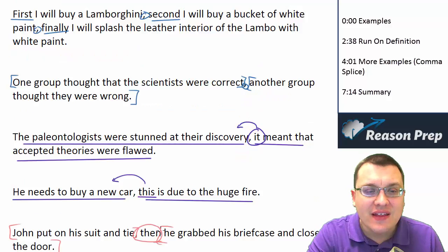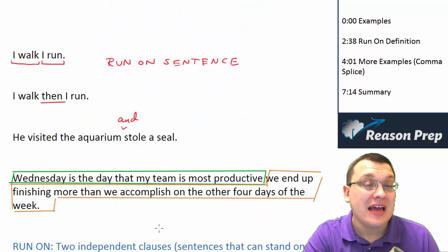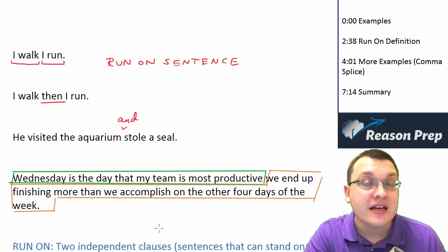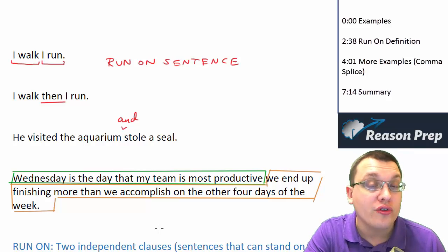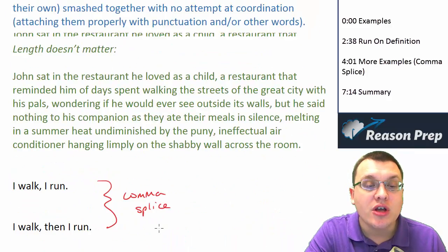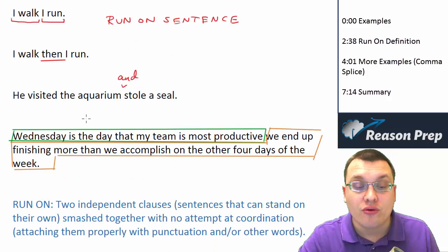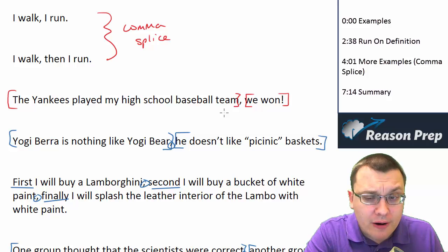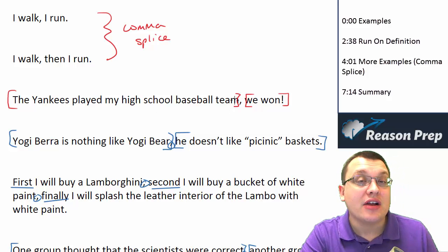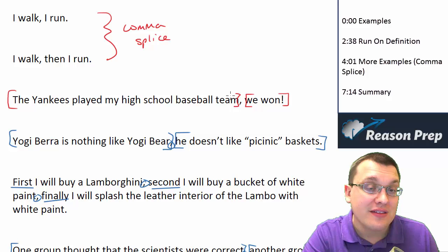So like I said, in the next video, we're going to go over these examples again, and we're going to show the ways we can fix them, particularly by using what are called coordinating conjunctions. But just know you can't just smash two sentences together with no punctuation at all. That is wrong. But even a little bit more trickier, you can't just use a comma to connect two complete sentences. That is a comma splice, and that is incorrect.